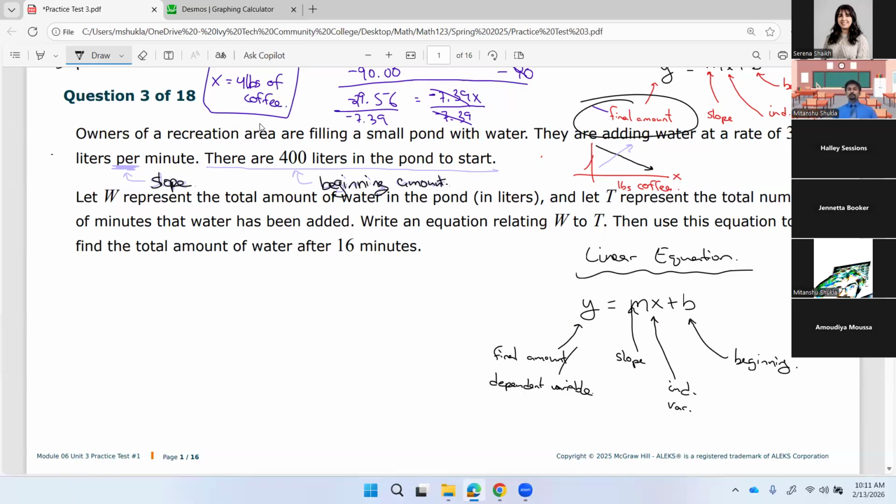Okay? Well, there is water that is in the pond, right? So I'm interested in the water. And I'm interested in relating the water with time. Specifically, when it comes to the water, I'm interested in the water that's in the pond.